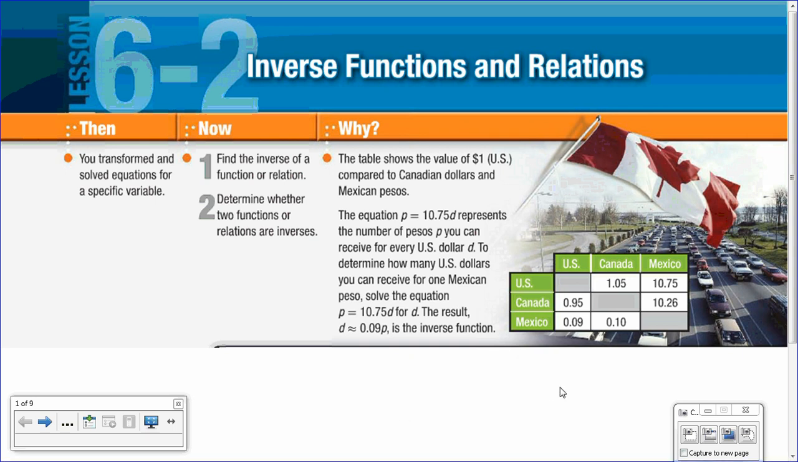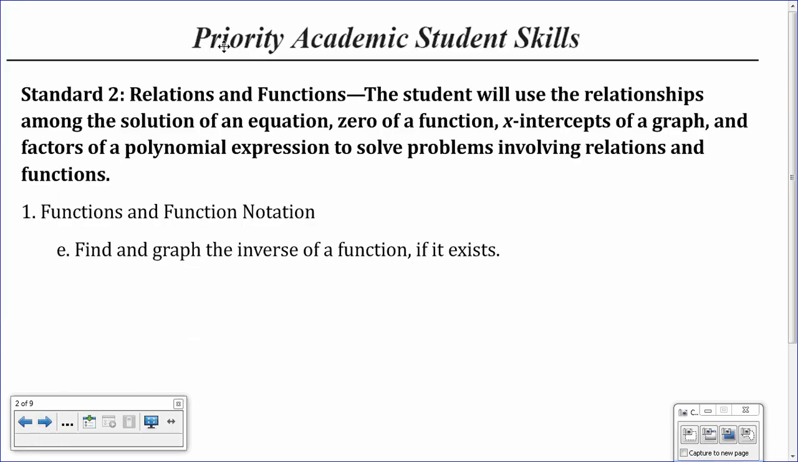All right, today's lesson is lesson 6.2. In today's lesson, we're going to be finding the inverses of a function or relation and determining whether two functions or relations are inverses of each other. You see this is past skill 2.1E, find and graph the inverses of functions if they exist.